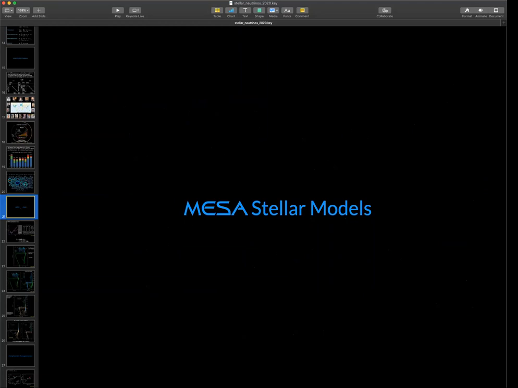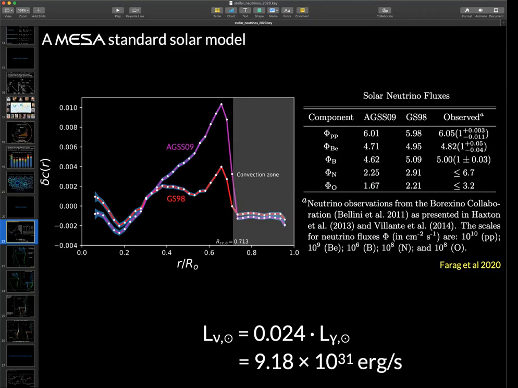Okay, so now we want to make some stellar models. We have a tool, and now we're going to apply that tool with an eye toward neutrinos. Okay, so the first thing you ought to check is, can I do the sun? We do observe neutrinos in the sun, so how do we do? Let's go ahead and do one. So these are referred to as standard solar models with MESA.